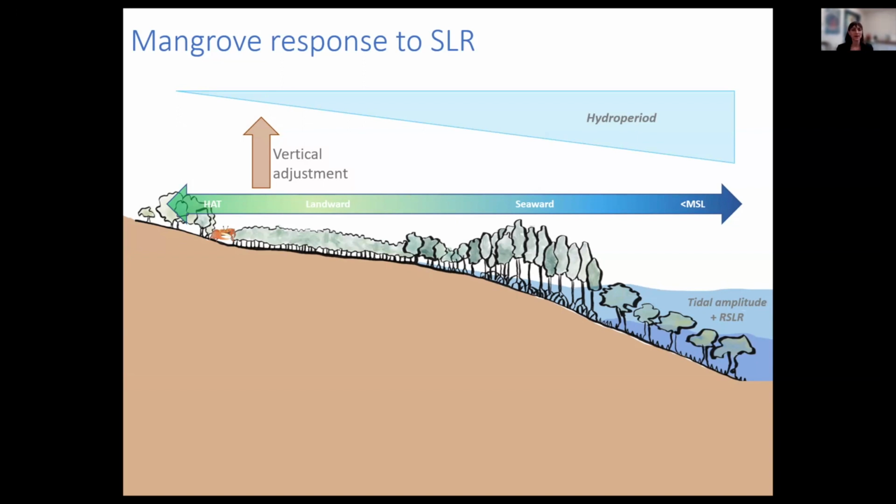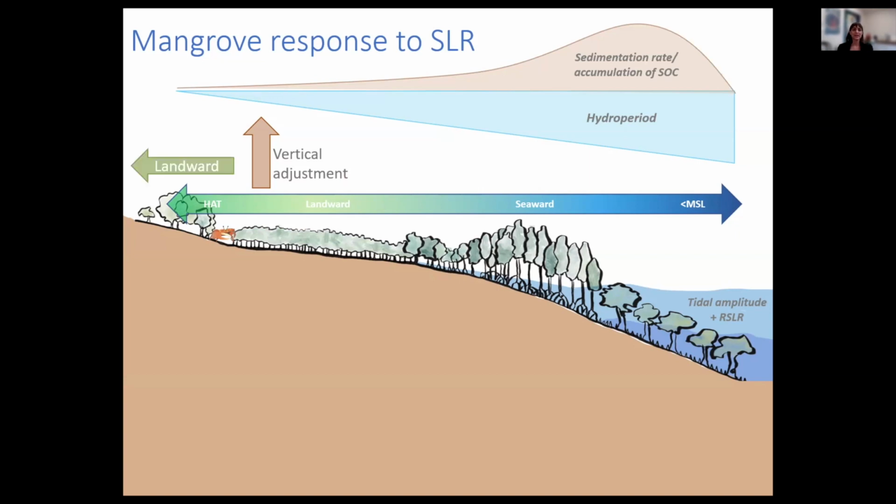But there's also a feedback loop that may occur here. So an increased hydro period may result in greater sedimentation, as an increased inundation time allows some more sediment settling to occur. And sea level rise will have an impact, an increase on the hydro period. So there's our increased sedimentation with a higher hydro period.